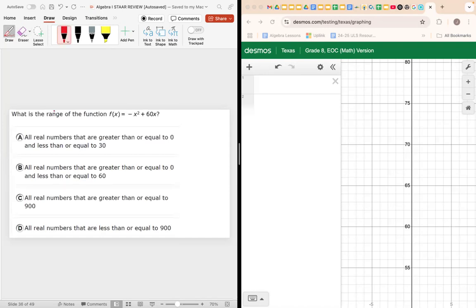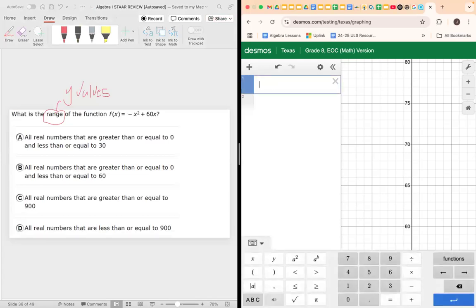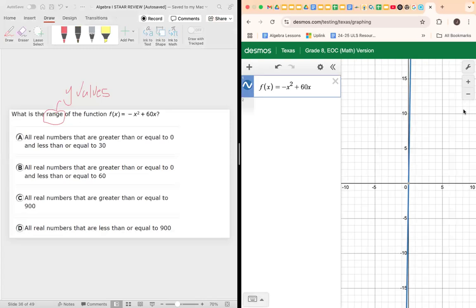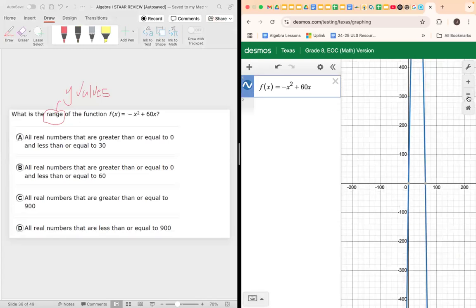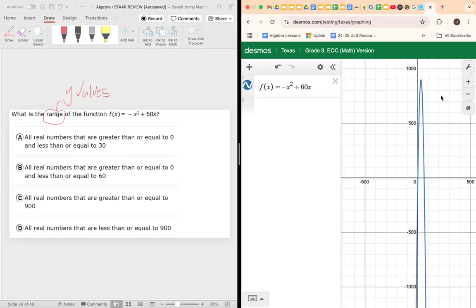First of all, we've got to dissect our vocabulary. I see the word range, and I know my range is going to refer to those y values. Now, we have been given an equation here, so we're going to go ahead and type it. So f of x equals negative x squared plus 60x. I'm going to press my home button so I can see. Now I'm going to press the subtraction button until I can see the entire vertex.